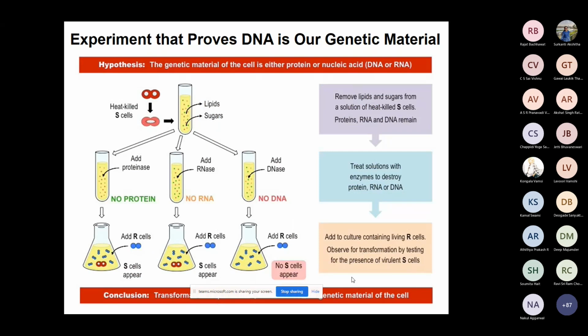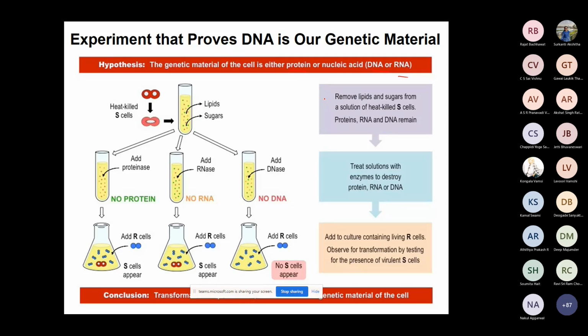So this experiment proves that DNA is our genetic material. So don't try to read everything. I will discuss very slowly whatever I'm doing now, and it will be better for you if you go with me step by step. So then, the hypothesis here is the genetic material of the cell is either protein, DNA or RNA. So that is the hypothesis.